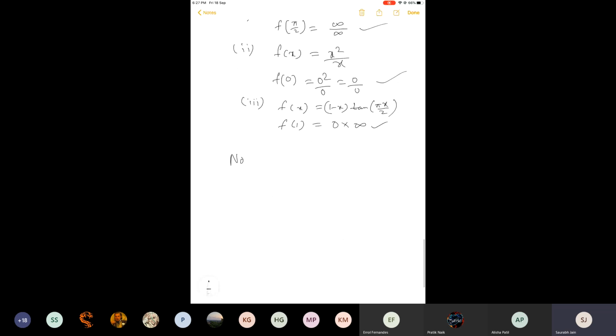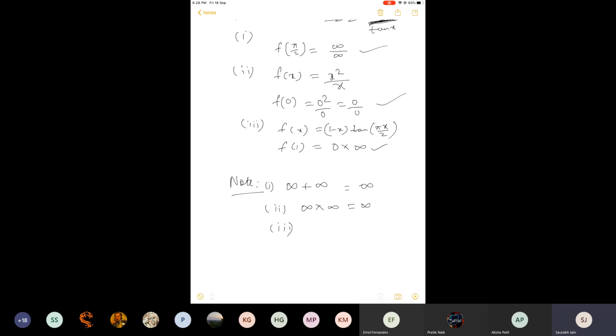Now, do not create your own indeterminate forms. For example, infinity plus infinity is not indeterminate, it is infinity. Infinity into infinity, please do not write infinity square, it is simply infinity. But infinity by infinity is not 1. These are simply determinate forms. Their answers will be infinity. If any other result comes, we will see at that time. For now, these are the two terms, and they are not indeterminate forms.